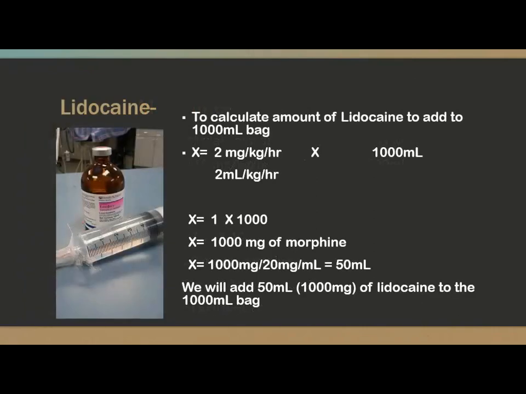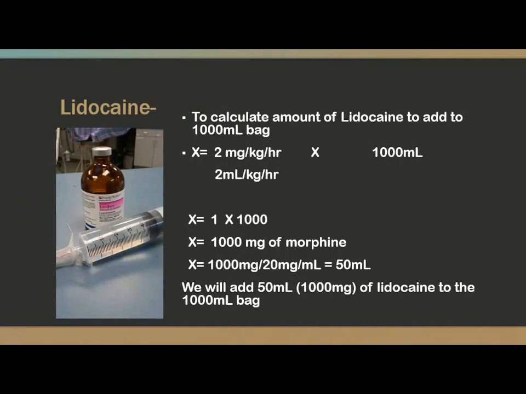So if I wanted to add lidocaine to this bag, if my lidocaine is 2 mgs per kg per hour, which is a standard dose of lidocaine that we use, that's pretty across the board. Again, assuming the same 1,000 ml bag, when I do the math, I'm going to add 1,000 mgs. I'm sorry, that should say lidocaine. I apologize. We wouldn't want to add 1,000 mgs of morphine. That patient would be way high.